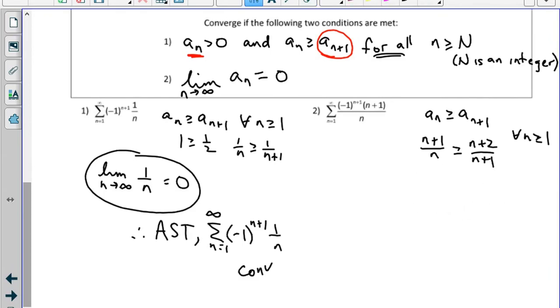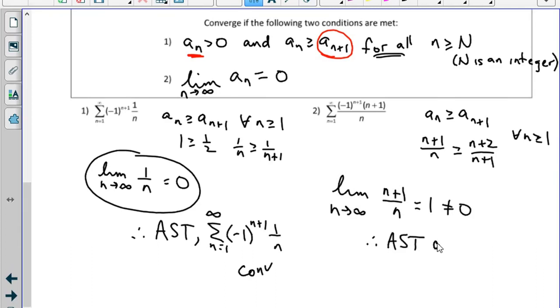However, when we take a look at the limit as n approaches infinity of n plus 1 over n, that's equal to 1, which is not equal to 0. Therefore, the alternating series test diverges.